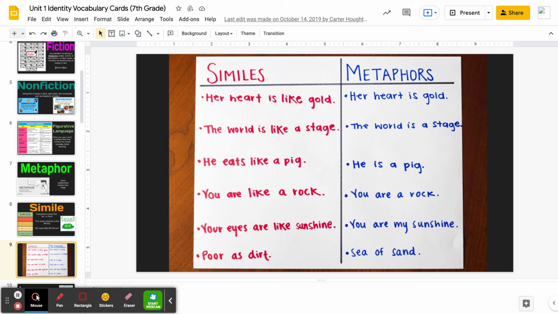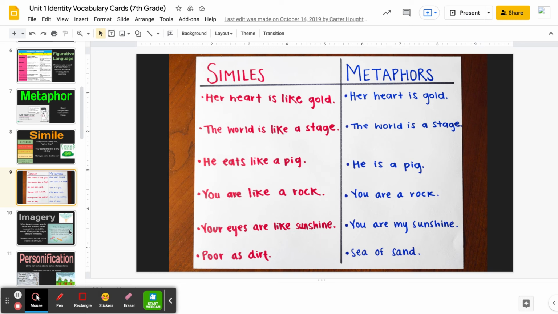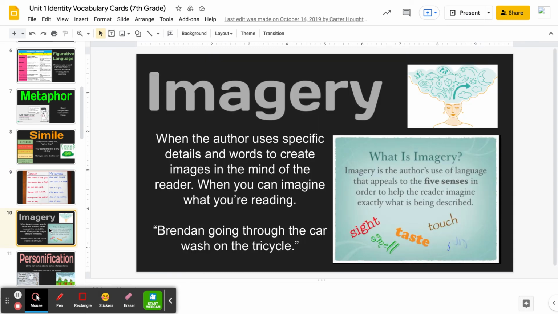Here's my example that I like to use. Your eyes are like sunshine, and you are my sunshine, and poor as dirt or sea of sand. So that is the difference. Those like, as, or than words really tell the difference between similes and metaphors. Both are comparing two things, but those signal words tell the difference between these two.